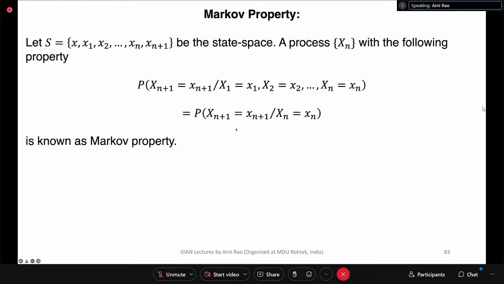If P(Xn+1 = xn+1 | Xn = xn) equals P(Xn+1 = xn+1 | X1 = x1, X2 = x2, ..., Xn = xn), this is known as the Markov property. Actually, this x is not needed. I will delete it because that state is not used. When I correct the slide, there's a typo there.